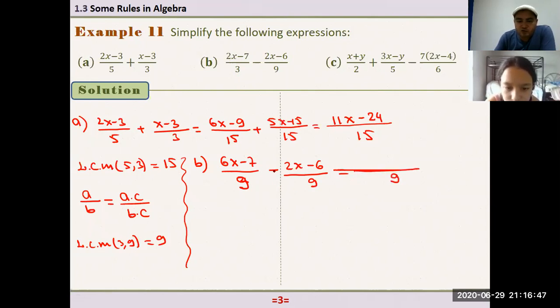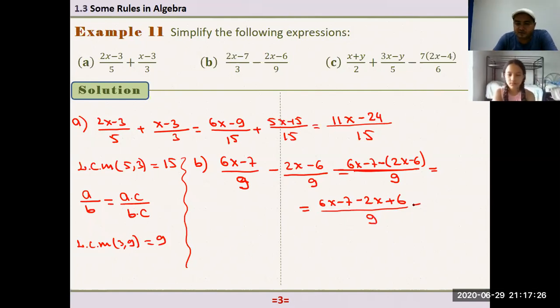when we have a minus here, you should be careful. A lot of students make a mistake when there's a minus. They multiply this term by this, but they forget to multiply this by this. But this minus belongs to each. Because this means here we have something like this, right? 6x minus 7 minus, here I have 2x minus 6. So now if you remove the brackets, 6x minus 7, minus times 2x is minus 2x, minus times minus 6 is plus 6, over 9.